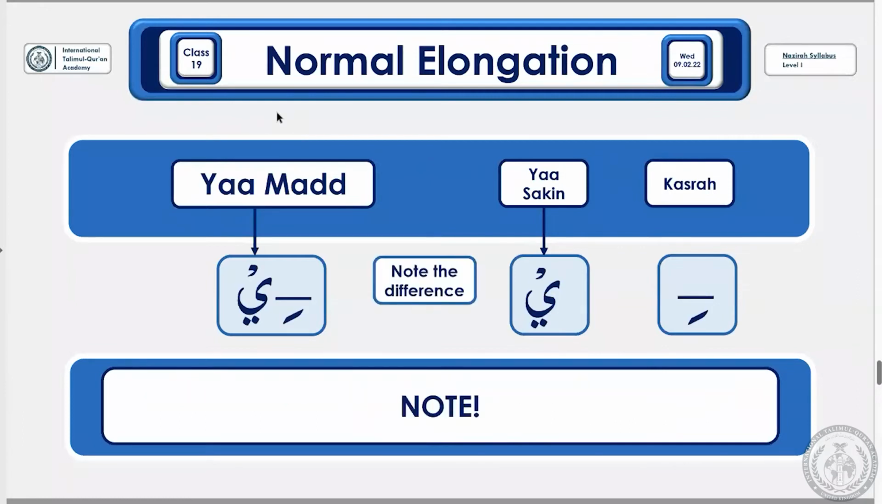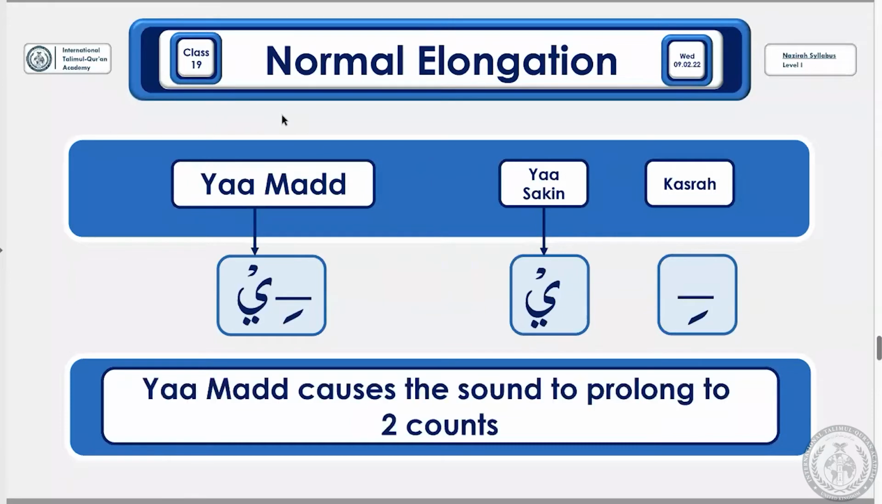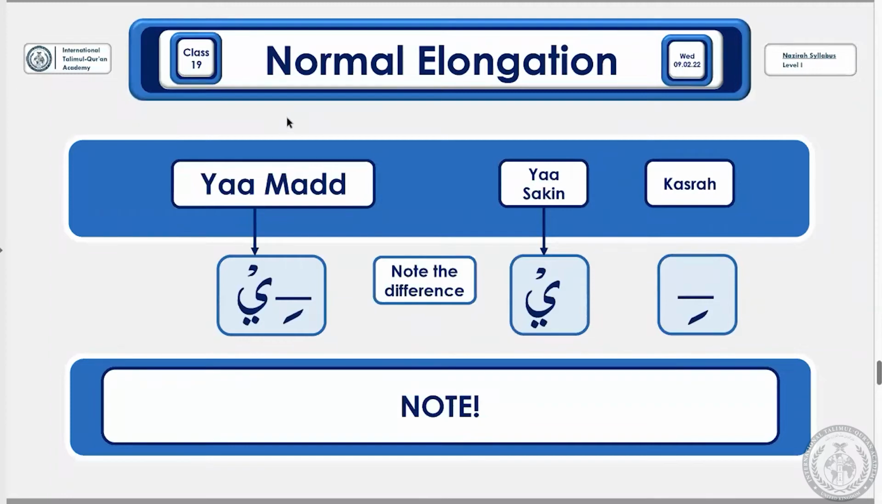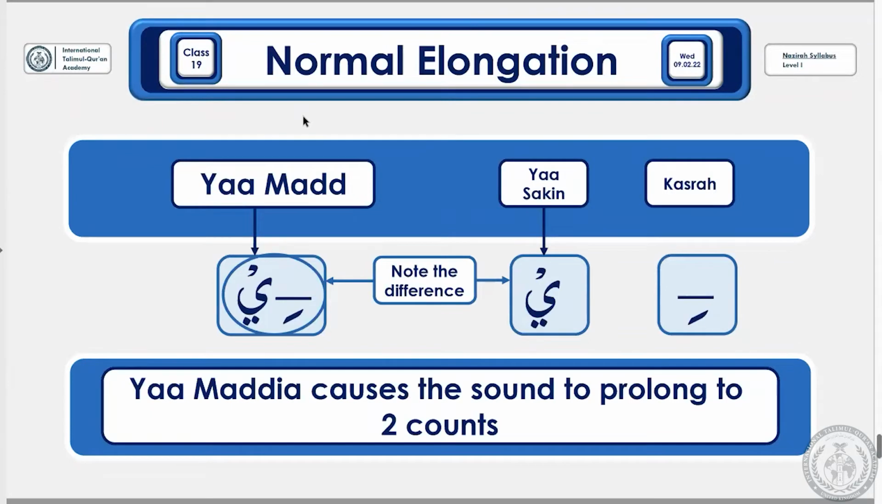So over here, I'd like you to note the difference. Over here we have ya sakin, and over here we have ya mad. So that's the difference. On its own, it's just known as ya sakin, but as soon as you have a ya sakin and the letter before it has a kasra, then that is now known as ya mad. And ya mad causes the sound to prolong for two counts. That's really important because timing is essential.